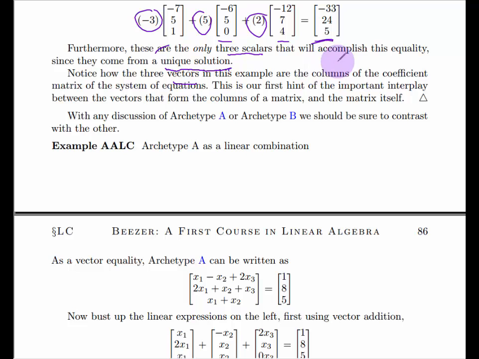Okay. Notice the 3 vectors are actually the columns of the coefficient matrix. Okay. So there's a very important relationship between the column vectors of a matrix and the matrix itself. So we'll be exploring that as we go along.